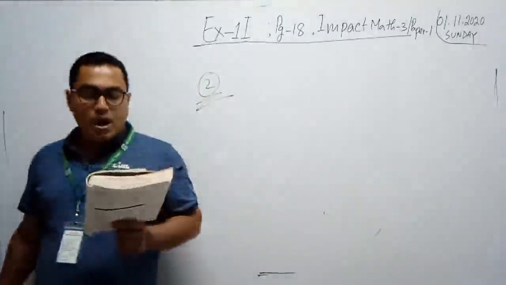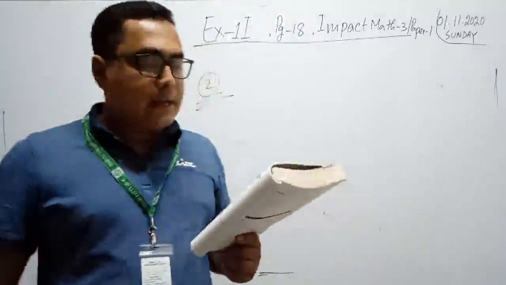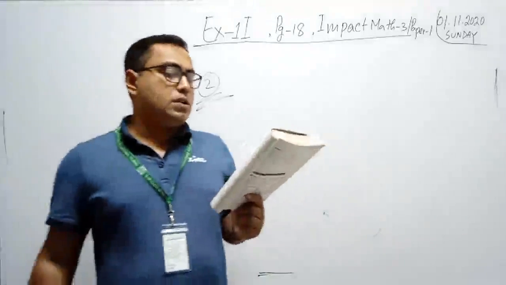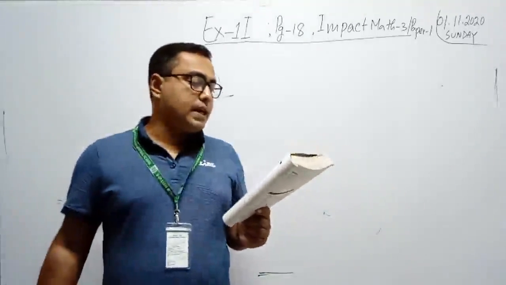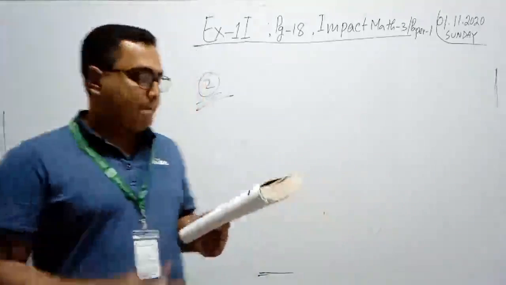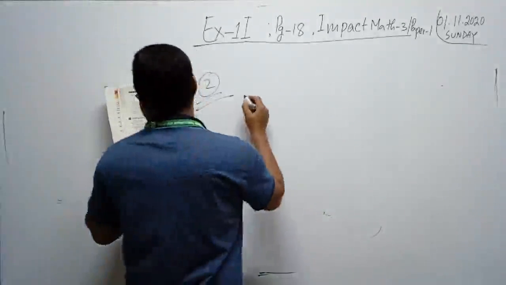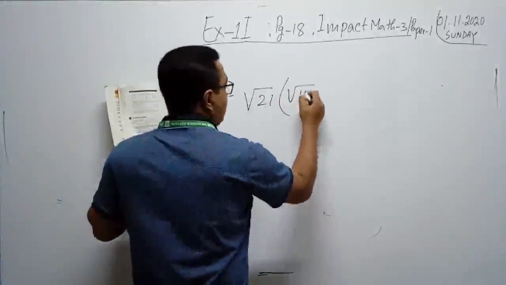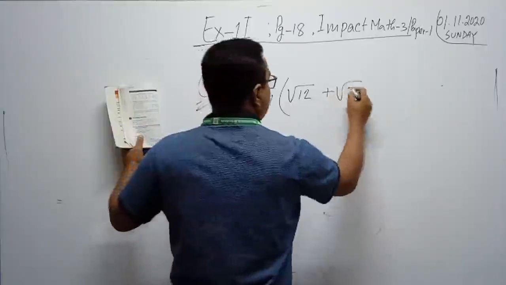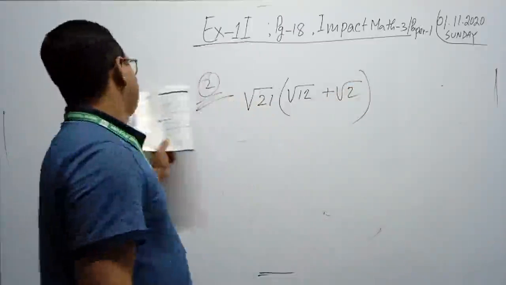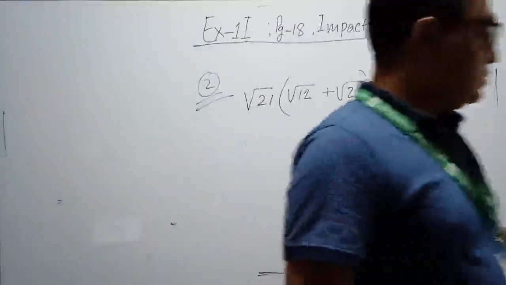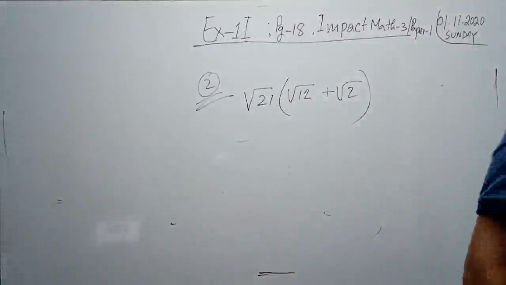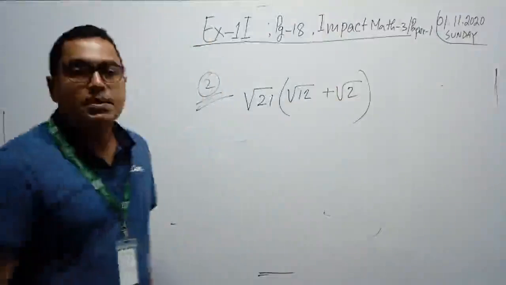Multiply out the brackets and write the expression in terms of the simplest possible surd, collecting like terms where possible. Okay, how will we solve it? Suppose this one is square root of 21, first bracket, square root of 12 and then plus 2.